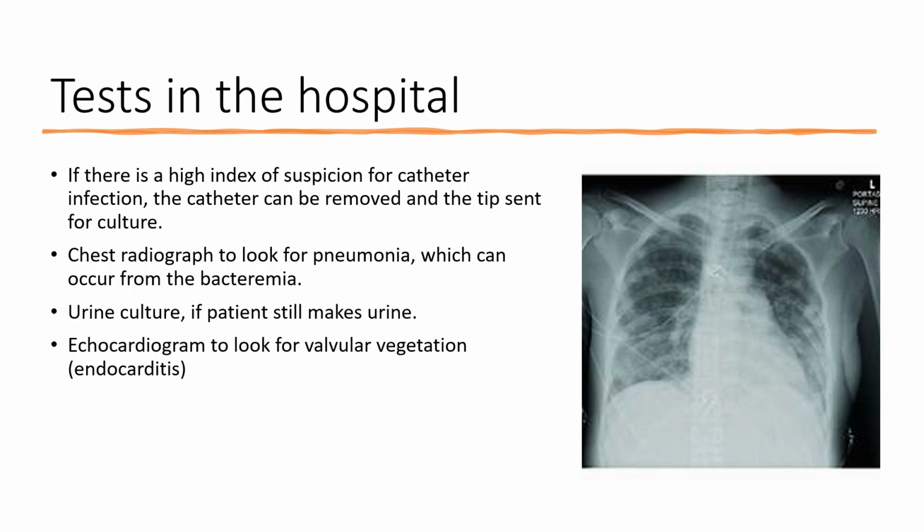If they have persistent bacteria in the blood, we will order an echocardiogram or an ultrasound of the heart, specifically to look for any sort of growth on the heart valves. We call that a valvular vegetation or endocarditis.